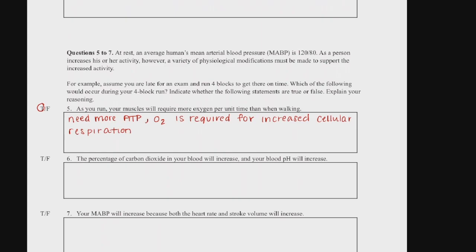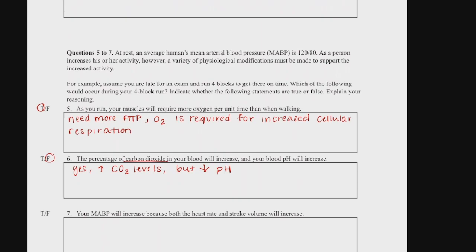Number 6. The percentage of carbon dioxide in your blood will increase and your blood pH will increase. So this is false. It is true that there will be higher levels of carbon dioxide, but higher levels of carbon dioxide will actually make your blood pH lower. Yes, increased CO2 levels, but decreased pH.